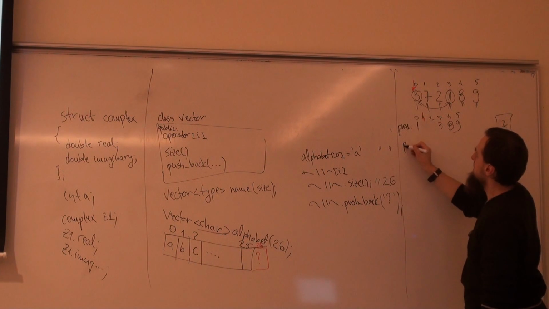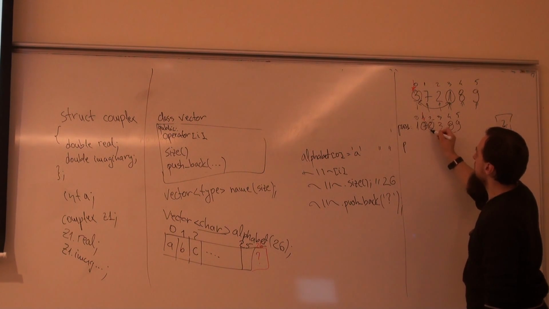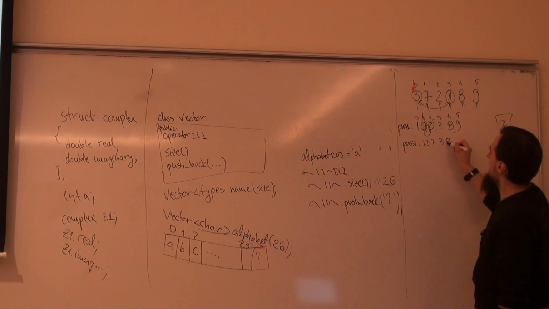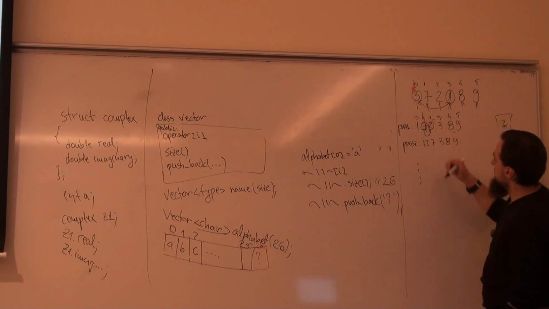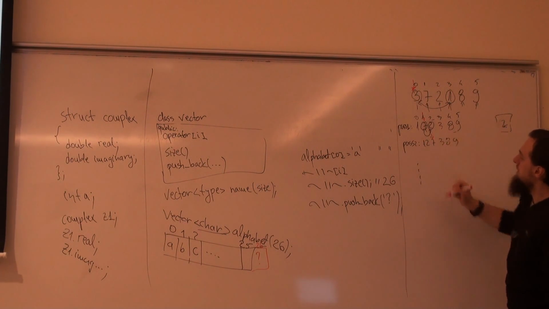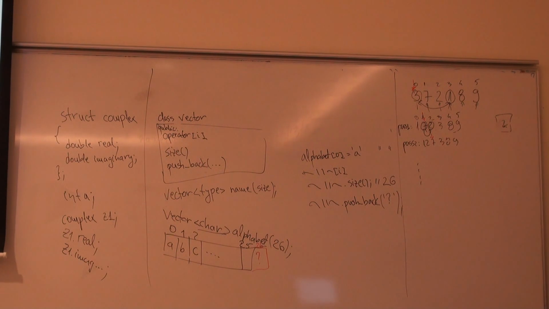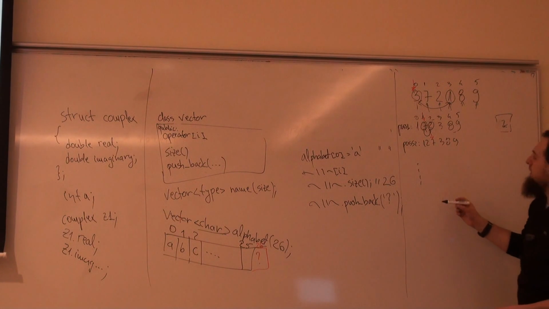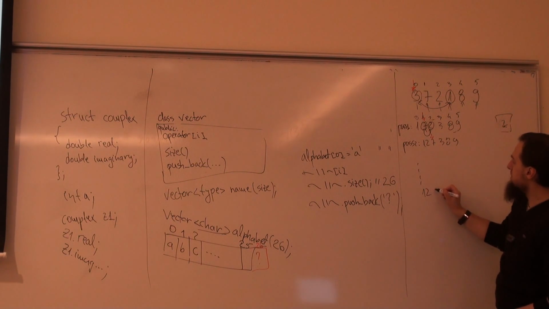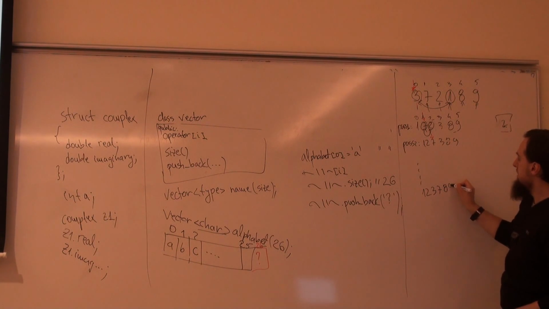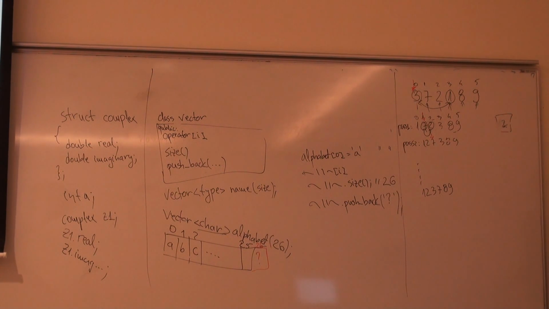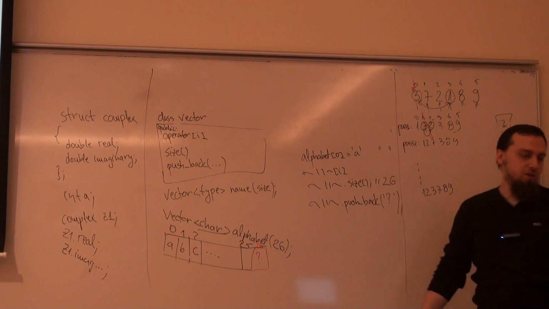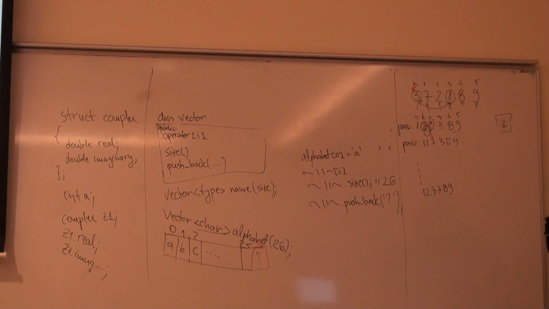When I switch the places, this guy should be switched with this guy. So after pass 2, I have 1, 2, 7, 3, 8, 9. And I do it. So after the second pass, I'm looking for the third member. And eventually I'll come to the end and I'll have my sorted sequence. Okay? So this is how I do the sorting. One of the algorithms. It's called selection sort, or sometimes select sort.